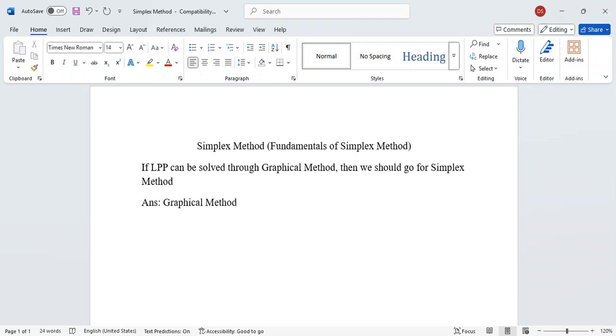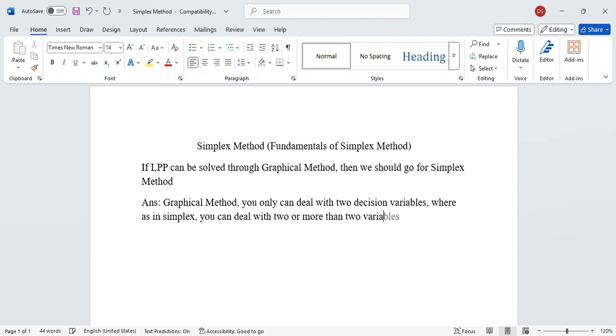In the graphical method you can only deal with two decision variables, whereas in simplex you can deal with two or more than two variables.